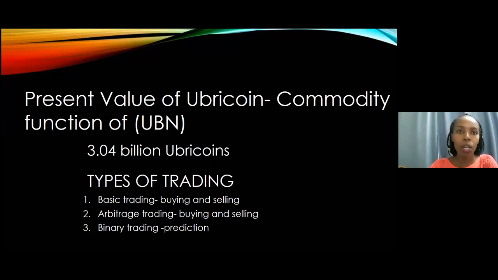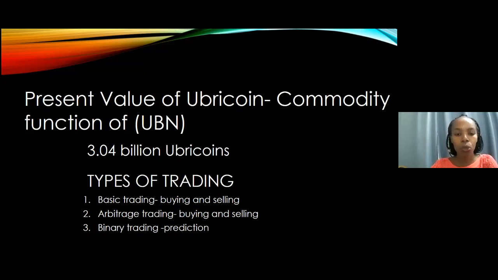If Ubricoin in one market is cheaper than the other, you can utilize that, and that's what we call arbitrage trading. You buy in the market that has low prices, and then you sell in the market that has high prices. So make sure that you assess those markets to see where you can buy Ubricoin at a low price, and then get to the other market and sell Ubricoin at a higher price.